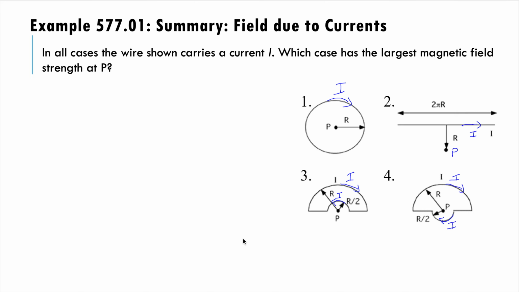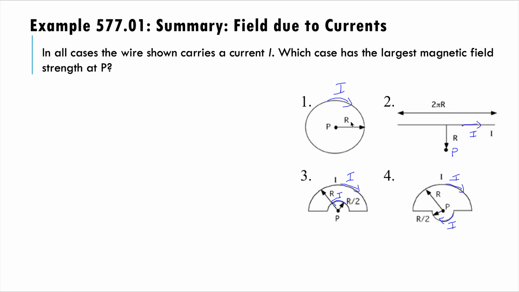In order to do this example, you also need to know v576, which is finding the magnetic field due to the current loop, not just the direction. So the first thing to note here is that we have 4 different wires or loops, and they each have the same current. We want to figure out which one has the largest magnetic field strength at point P, which has been labeled in all cases.